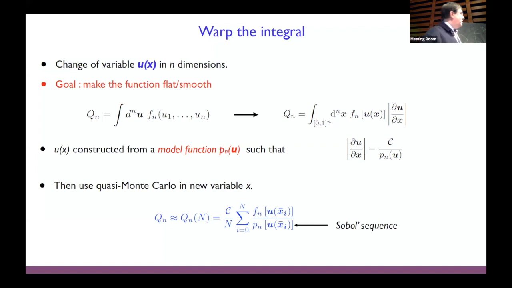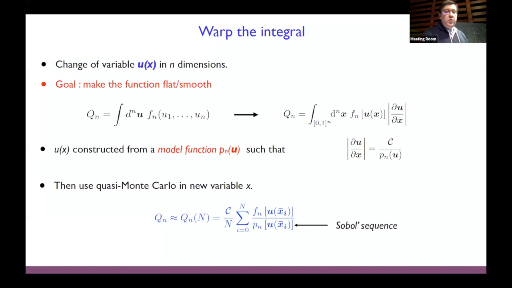This is a fancy term, but it just means find the change of variable u of x in n dimensions, where x is on the hypercube [0, 1]. So that's just a change of variable, plus the Jacobian. The goal of this change of variable is to make the function smooth, flat, and to satisfy the hypothesis of the theorem. So what we do is build this change of variable. It's a complicated n-dimensional function.